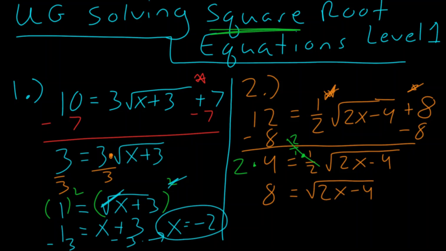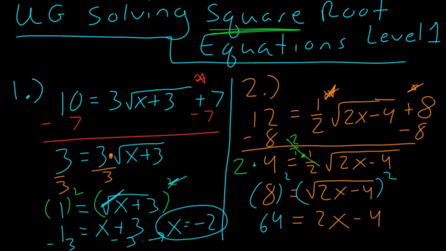Now at this point, I know that to get rid of a square root, well, you think about it. How do you get rid of a square root? What is the opposite of a square root? And of course, we want to square both sides. Well, 8 squared will give me 64, is equal to 2x minus 4.